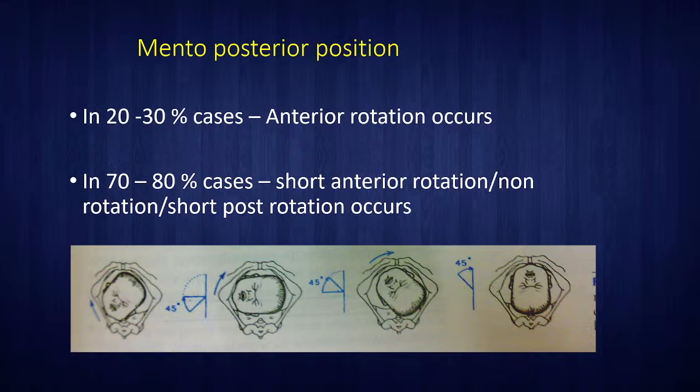So, in mento anterior position, delivery is easy, but in mento posterior position, if it is persistent, delivery will be difficult or impossible. In mento posterior position, here you can see mentum is in the posterior position, there can be rotation, short rotation 45 degree, then again 45 degree to make it oblique, then again 45 degree to lie it anterior. So, total three-quarters of a circle has to be rotated to bring it to the anterior position. Got it? Three-quarters of 180 degrees.